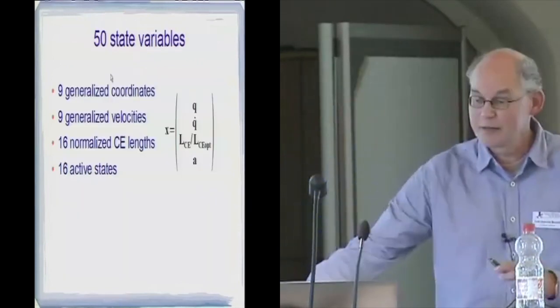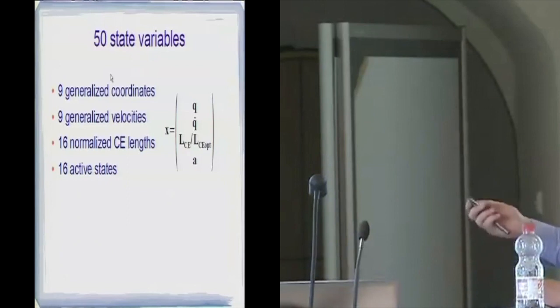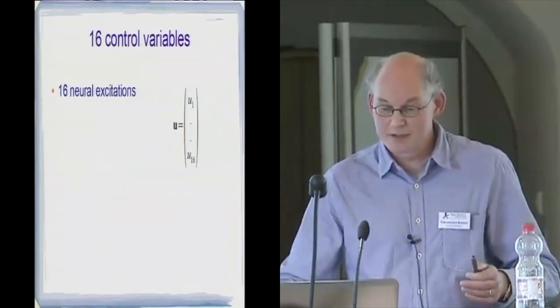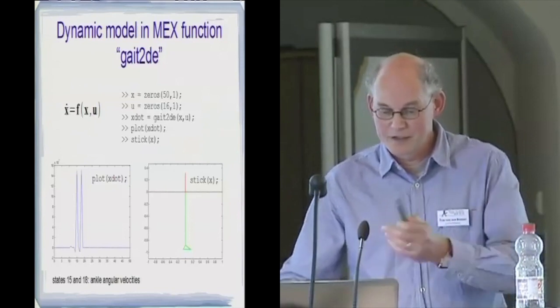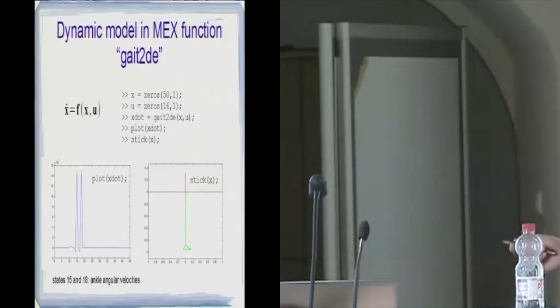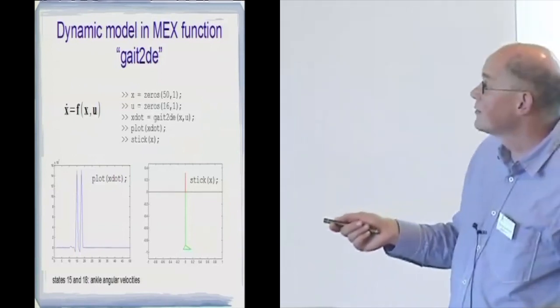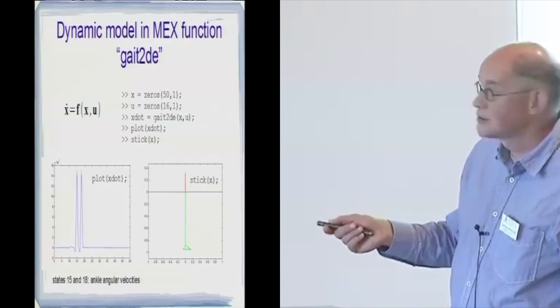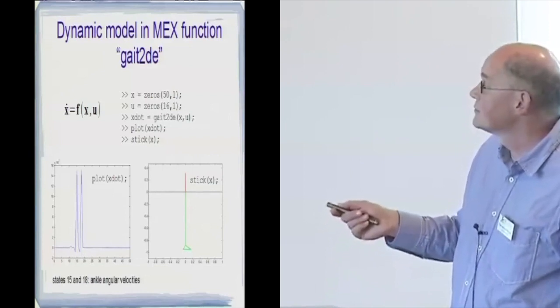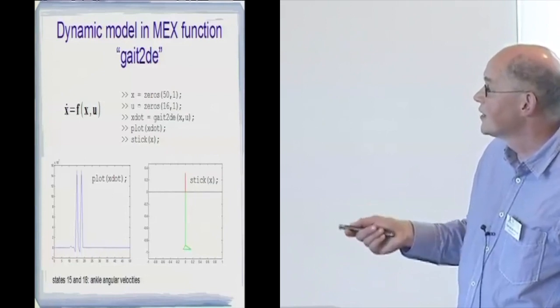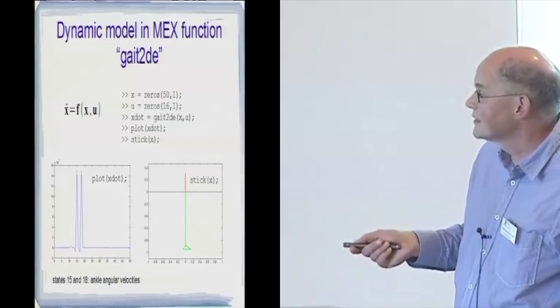Okay, so just quickly, we have 50 state variables in this model, the multi-body dynamics and the muscle dynamics. There's 16 control variables because we have 16 muscles. And this is just a little bit of an interactive demo of how you use that MEX function. The whole dynamic model is in a MEX function that basically computes this function. So if you give zeros in all the states and zeros in all the controls, then your X dots are going to be looking like this.